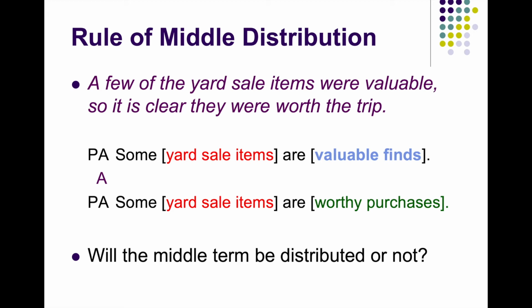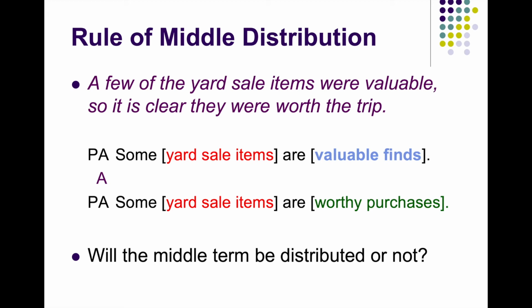So we find the middle term by noting which terms are the end terms, because the middle term is not going to be in the conclusion. So we know the end terms are yard sale items and worthy purchases. So valuable finds must be the middle term because it's the term that's not in the conclusion. But then apply the rule of middle distribution. Middle terms must be distributed once and only once.